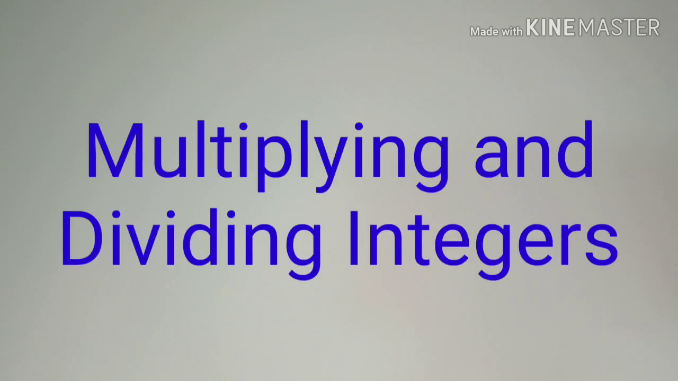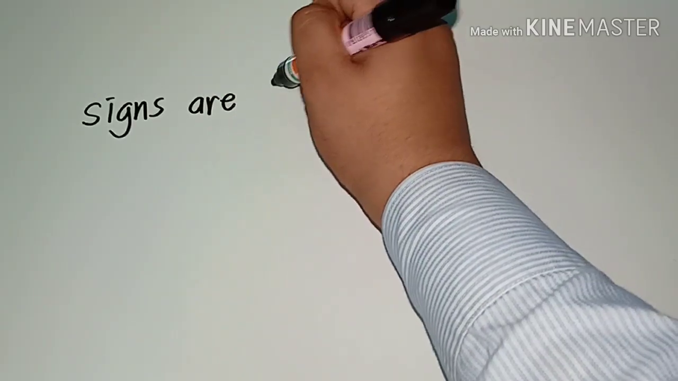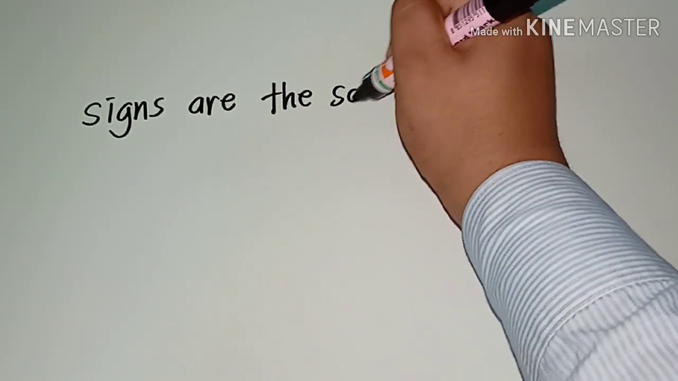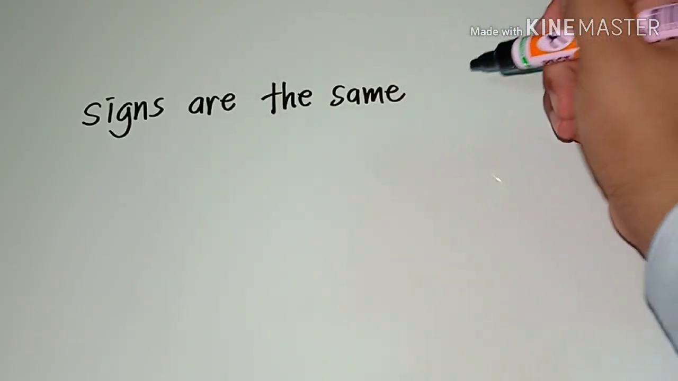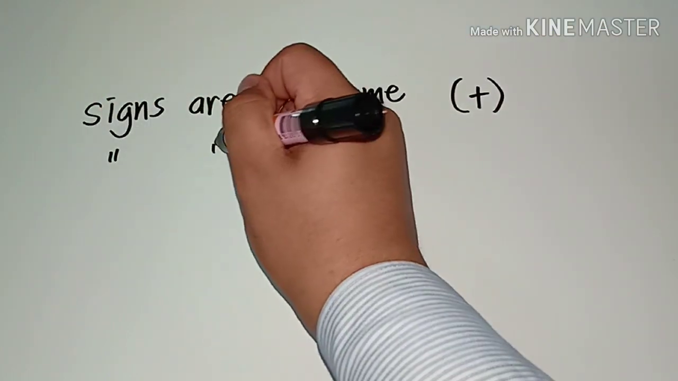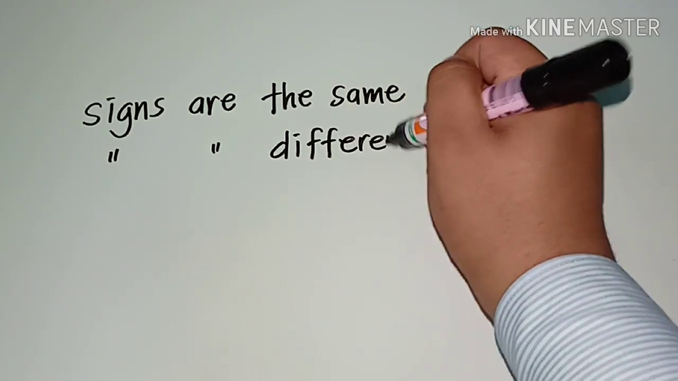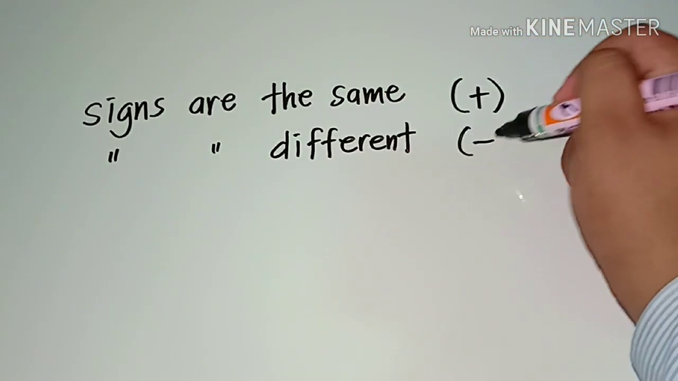For today's video, I'll be teaching you how to multiply and divide integers. In multiplying and dividing integers, you just have to remember these things. So if the signs are the same, then it will give you a positive answer. If the signs are different, then it will give you a negative answer.